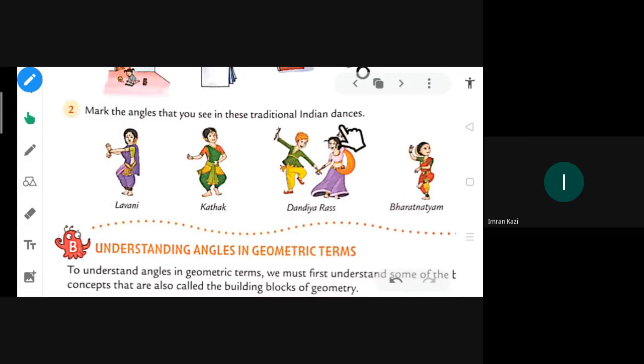That you see in the traditional Indian dances. So these are the Indian dances, but traditional, which are very old, not modern. So in this, if you observe the position of the leg, position of the hand, you can see the different positions. In those different positions only, angles form. Even using the hand also, in different positions, different angles form. Okay? So here you can see this leg.